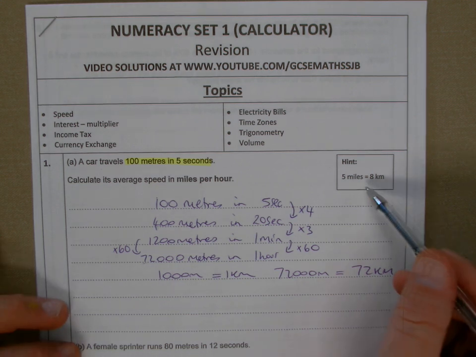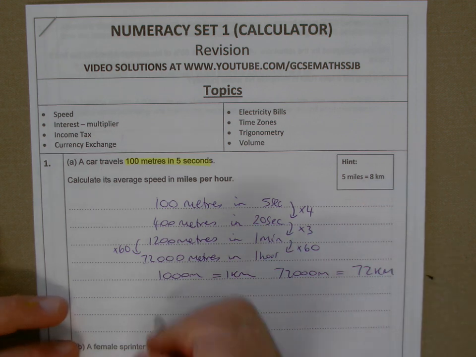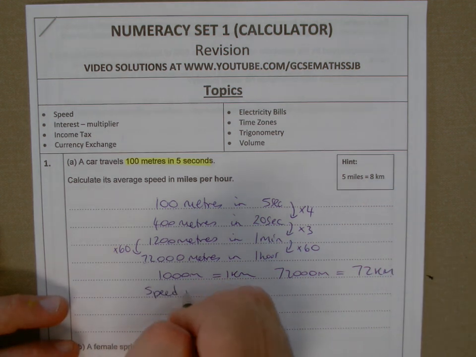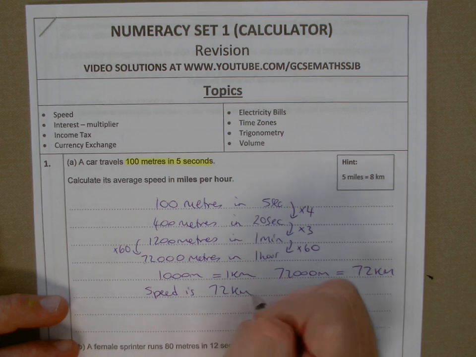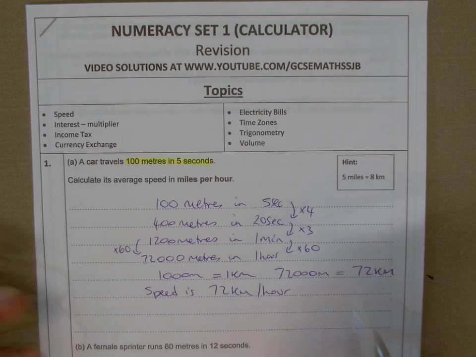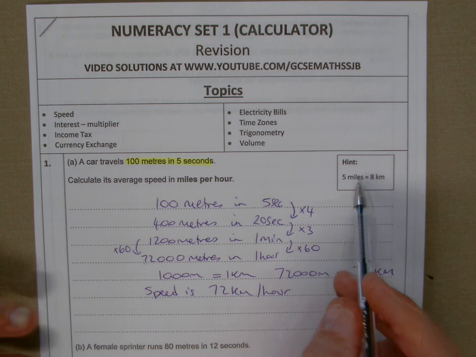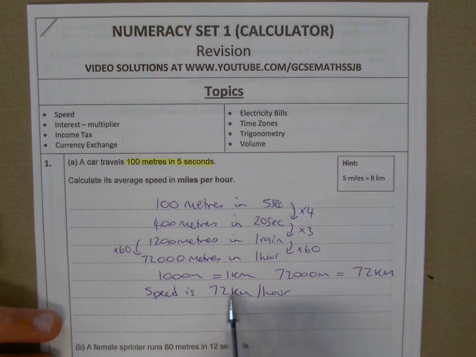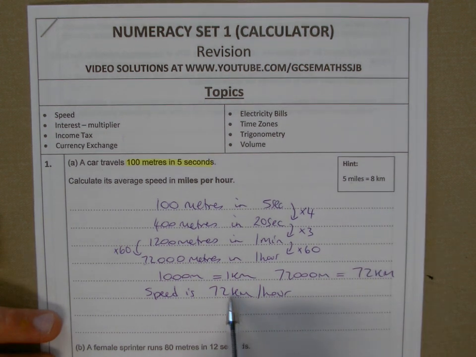Now, we want to convert this to miles. Ultimately, the car's speed is 72 kilometers per hour, but what will it be in terms of miles per hour? Well, if we know 5 miles is 8 kilometers, I need to see how many 8 kilometers are in here. So I'll just divide by 8.